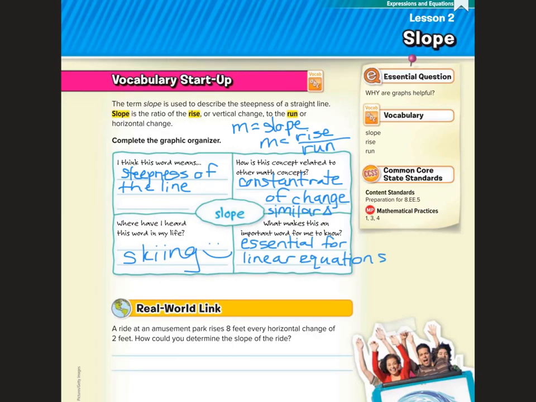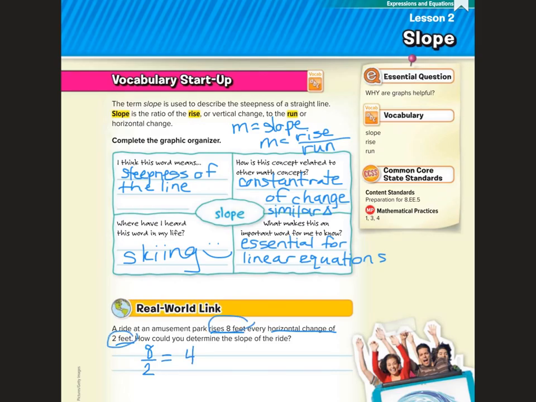Real world link. A ride at an amusement park rises 8 feet every horizontal change of 2 feet. How can you determine the slope of the ride? I'm taking a look at the word rise, and it rises 8 feet for every horizontal change of 2 feet. So if I view slope as rise over run, my rise is 8 over my run of 2, then my slope would be 4.